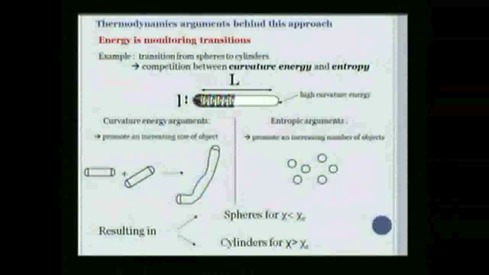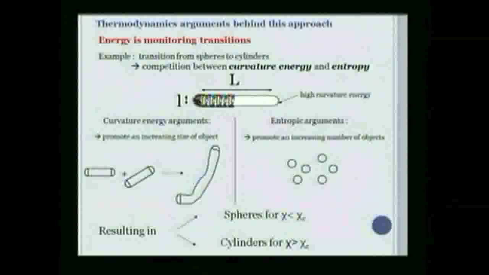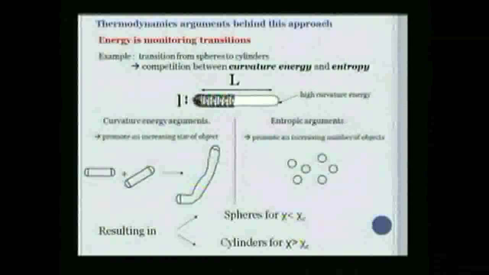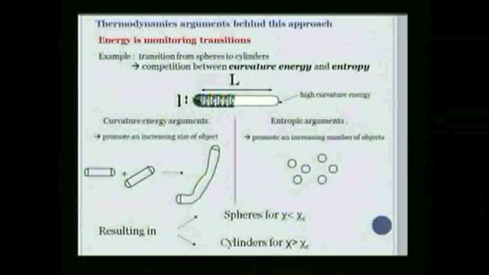So imagine a sphere first. In a sphere you have a lot of curvature, of course, because you have curvature in every direction. It's very curved. You have a lot of curvature, so a lot of curvature energy. You have to put energy in the system to curve the plane of surfactant, if you want, and to make a sphere.